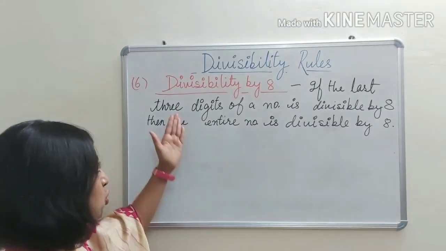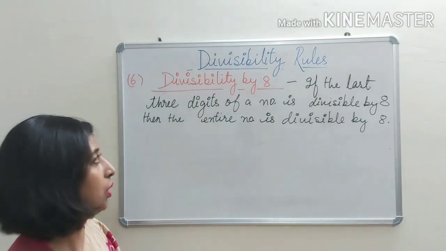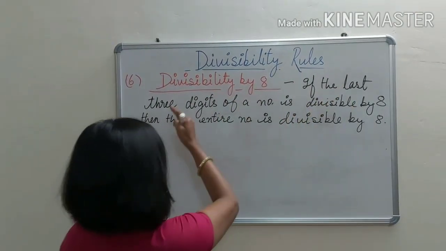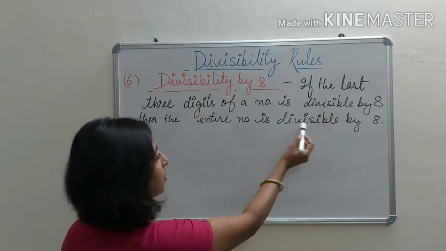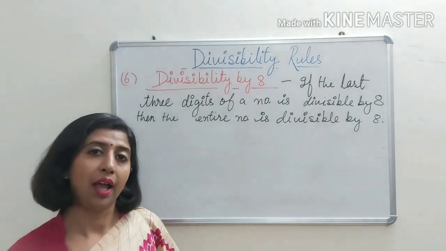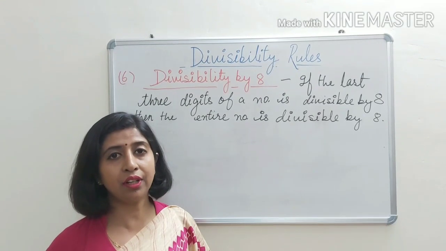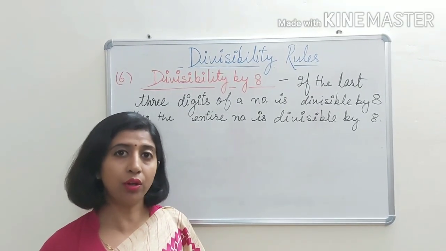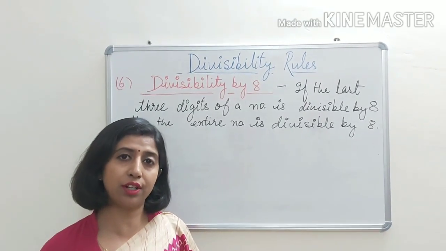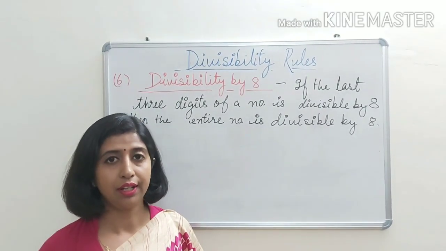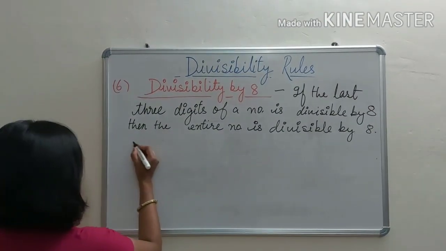The next rule is to check the divisibility by 8. Let's see what the rule is. If the last 3 digits of a number are divisible by 8, then the entire number is divisible by 8. As you remember the divisibility test of 4, we were considering the last 2 digits. Now here we will consider the last 3 digits. It is very much similar to the divisibility test of 4. You can understand this better if I give you one example.